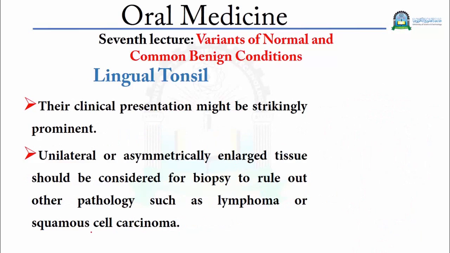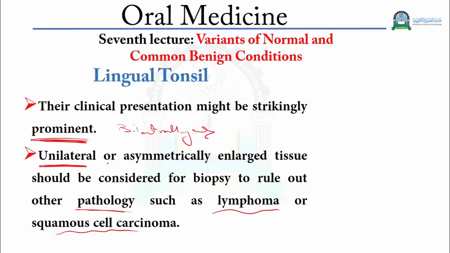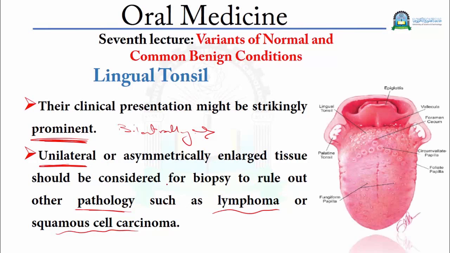Their clinical presentation might be strikingly prominent. Unilateral or asymmetrically enlarged tissue should be considered for biopsy to rule out other pathology such as lymphoma and also squamous cell carcinoma. So when these lingual tonsils are hypertrophied or prominently apparent bilaterally, it's okay, it's a normal variation. But if it is a unilaterally prominent tissue, it should be considered for biopsy to rule out other serious lesions.